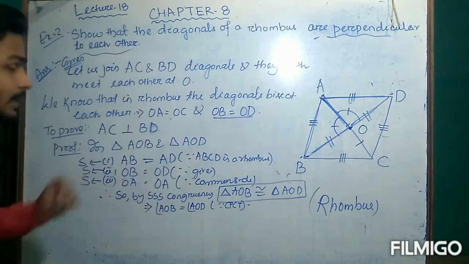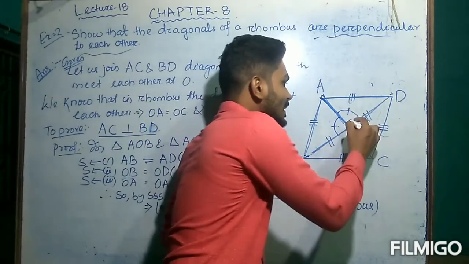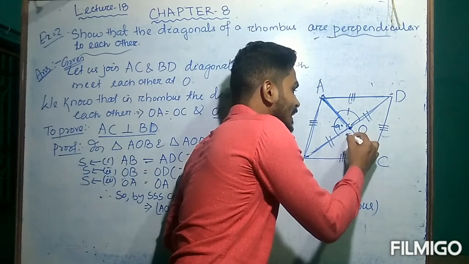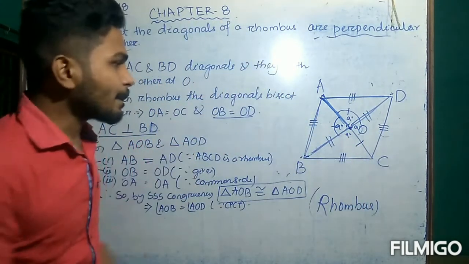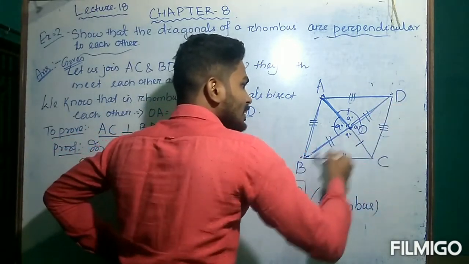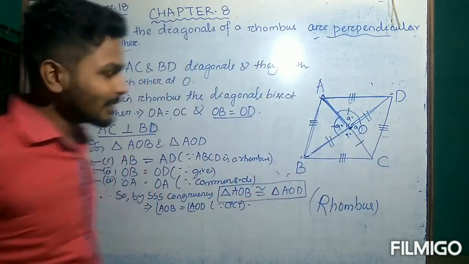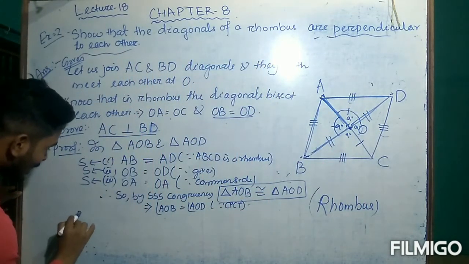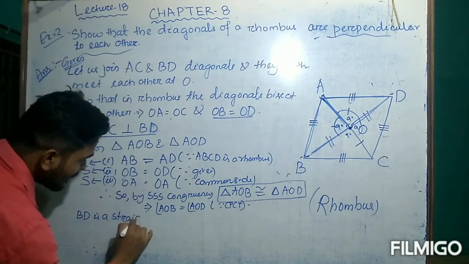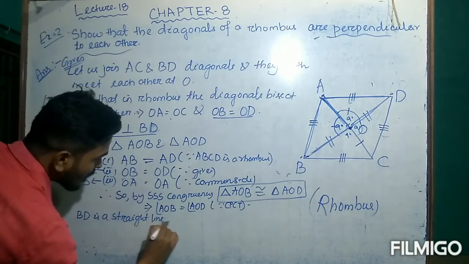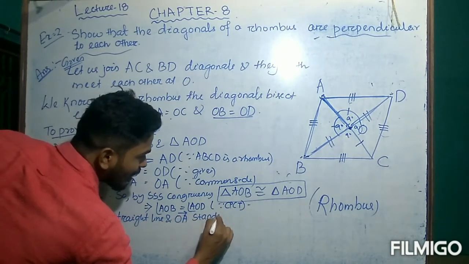Okay. Next, we have to prove what? AC perpendicular to BD. That means this angle is 90 degrees, this angle is 90 degrees, this angle is 90 degrees, and this angle is 90 degrees. We have to prove it. How? See, BD is a straight line. Understood? And OA is a ray which stands on it. Yes or no? Yes. So we can write BD is a straight line and OA ray stands on it.